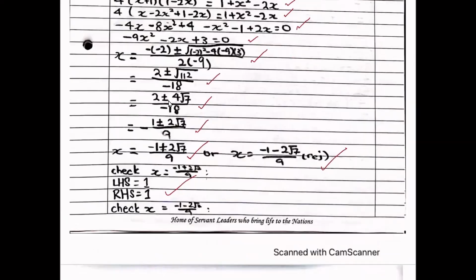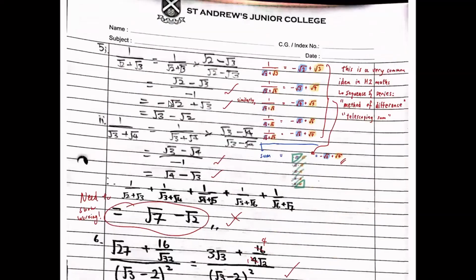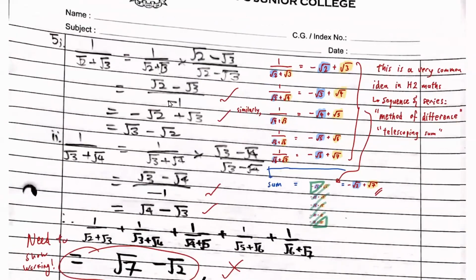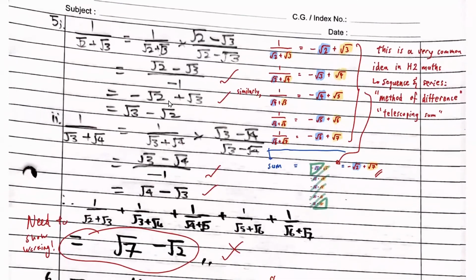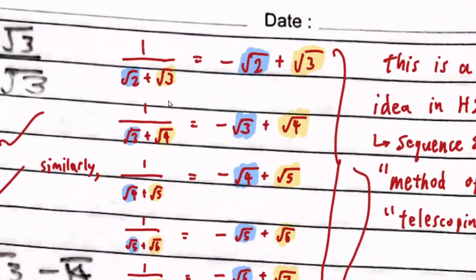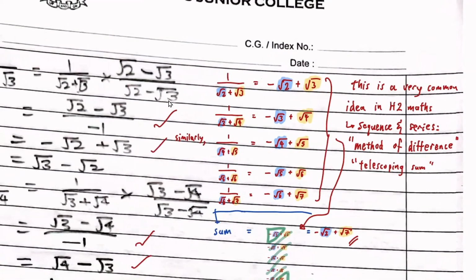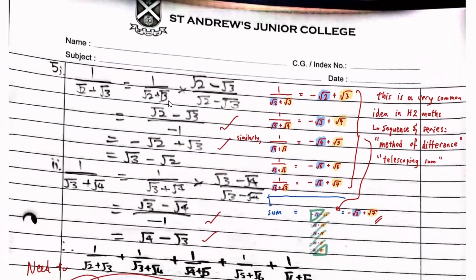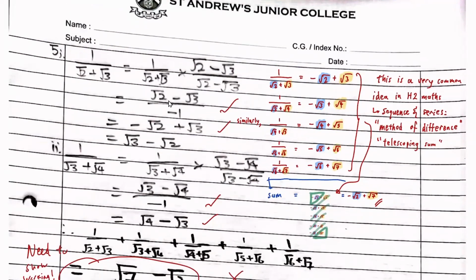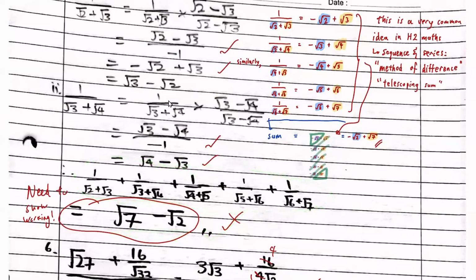Question number 5. I think you got it. You see the pattern, right? 1 over square root 2 plus 3 is minus, then plus, minus, then plus, minus, then plus of the respective term in the denominator. Can you see the pattern? Yes, you got the correct answer, but show some working. You cannot just give the final answer.